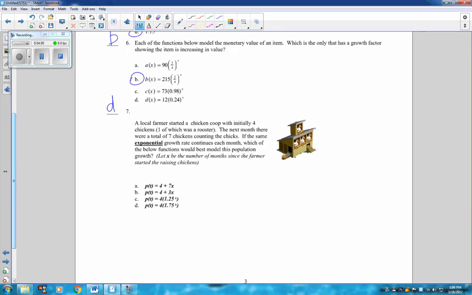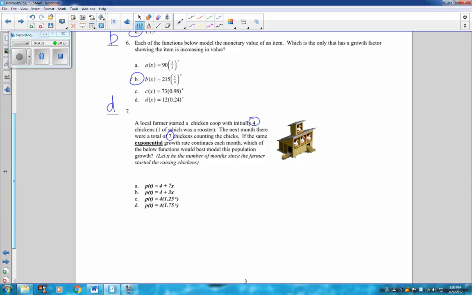It says a local farmer started with a chicken coop initially of 4. Okay, that's what you'd start with. And then the next month there are 7 chickens, counting the other 4. It says if the same exponential growth rate continues each month, which of the below functions would best model this population?